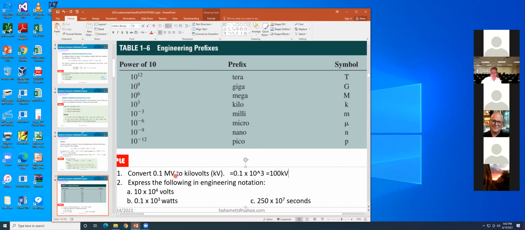Okay, so I'm just telling you, if you're converting 0.1 megavolt to the kilo, the difference between mega and kilo will be 1,000. So you can take 0.1 times 10 power of 3 being 1,000. You get 100 kilovolt.